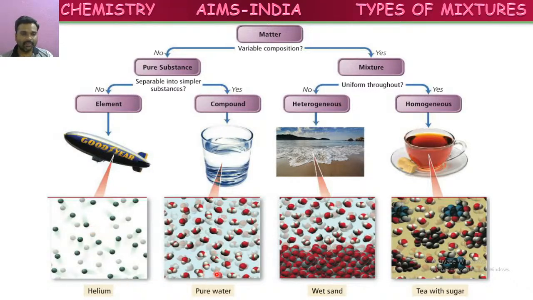And as an example for the compounds, they have given water here. Yes, we know water is made up of two kinds of atoms, that is hydrogens and oxygens. So hydrogens and oxygens combine to form one water molecule, that is H2O. So if you take pure water, it is made up of only H2O molecules. And hence we say this is a pure substance and it is a compound also.